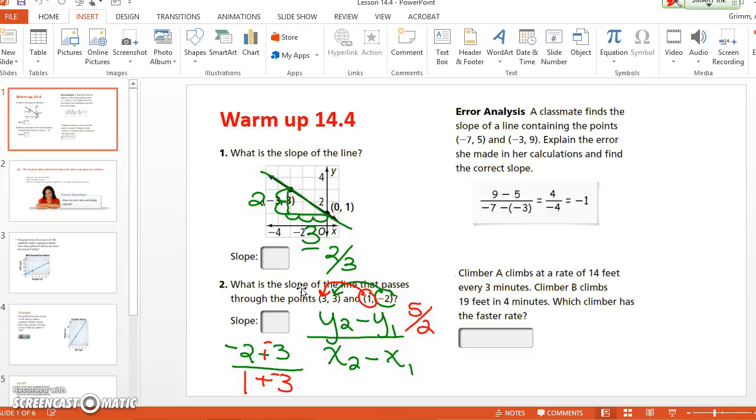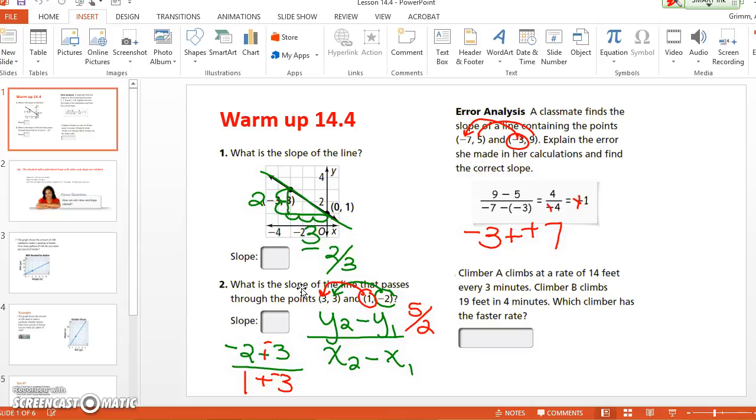All right, error analysis. A classmate finds the slope of a line containing the points. Explain the error she made in her calculations, and find the correct slope. What's the error, Sophia? -3 is supposed to come before -7. Okay, so we have 9 take away 5. This should be -3 take away 7. So -3 take away -7 would make this plus and make that a +4, right? Which would make this a +1.